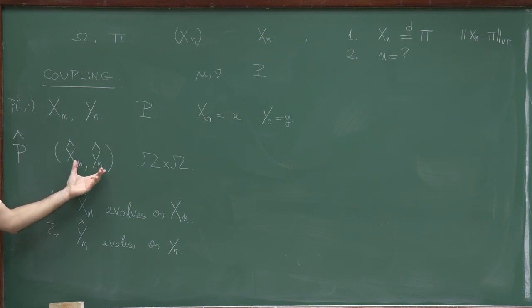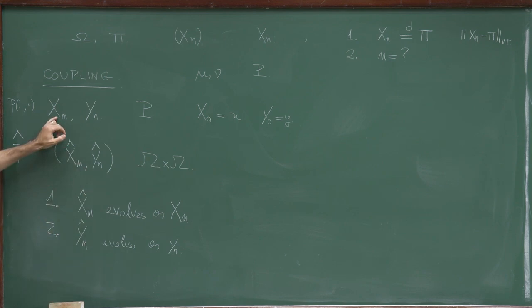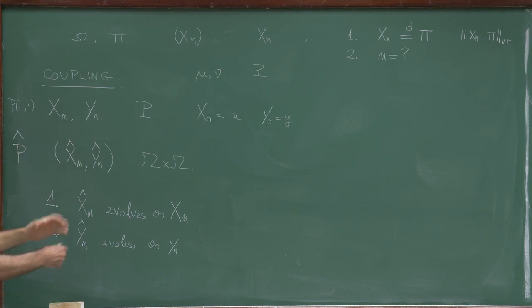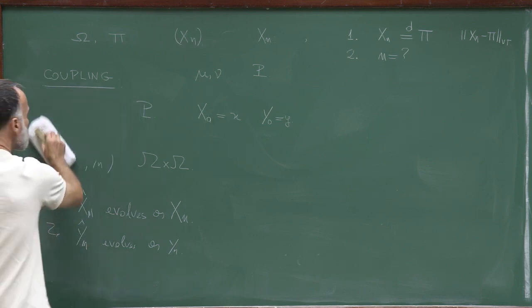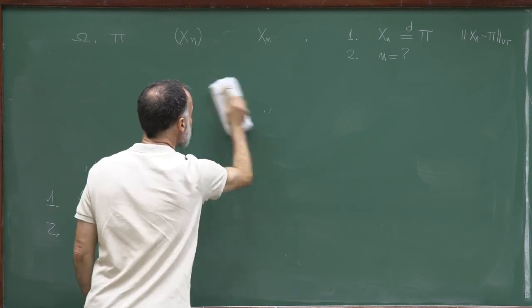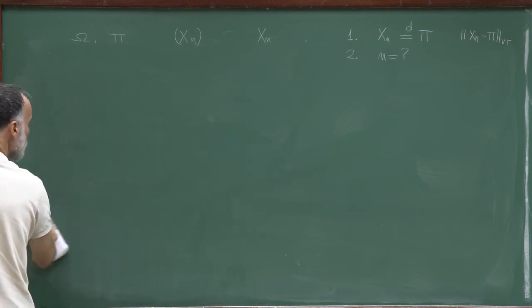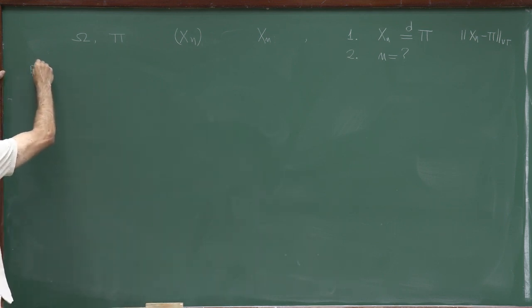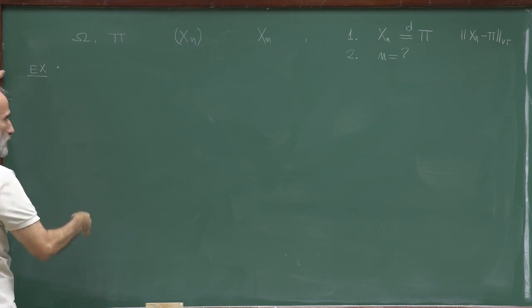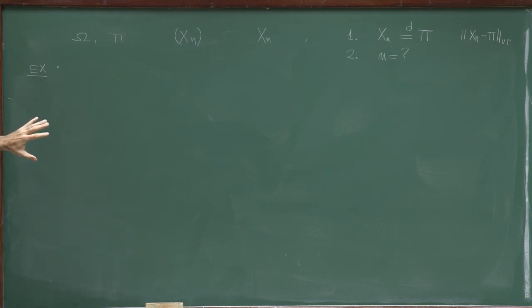So (X hat, Y hat) is a new evolution in the product space, such that the first coordinate evolves as X_n and the second coordinate evolves as Y_n. And I will give you an example in a second of a coupling between Markov chains. This coupling will be used in order to estimate the mixing time. So let me give you an example now to illustrate how you can use couplings in order to estimate the mixing time.